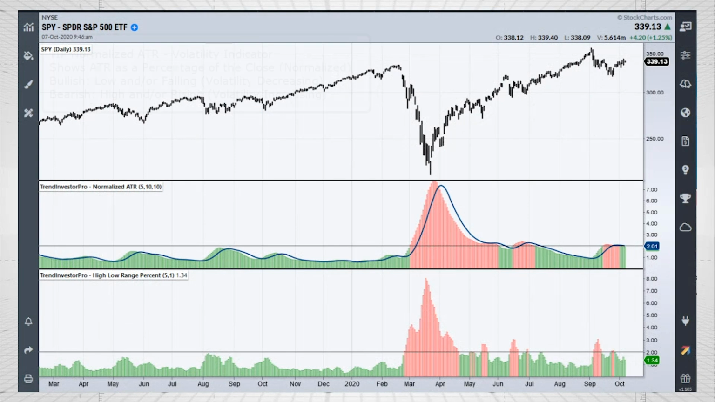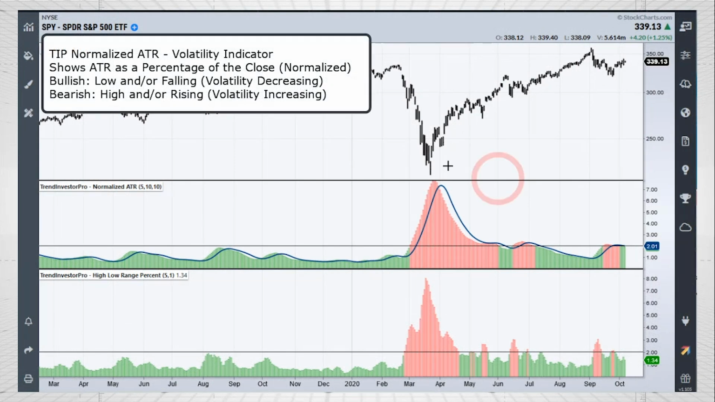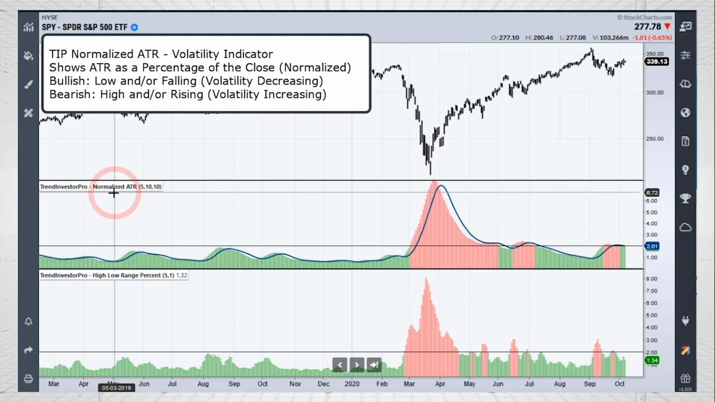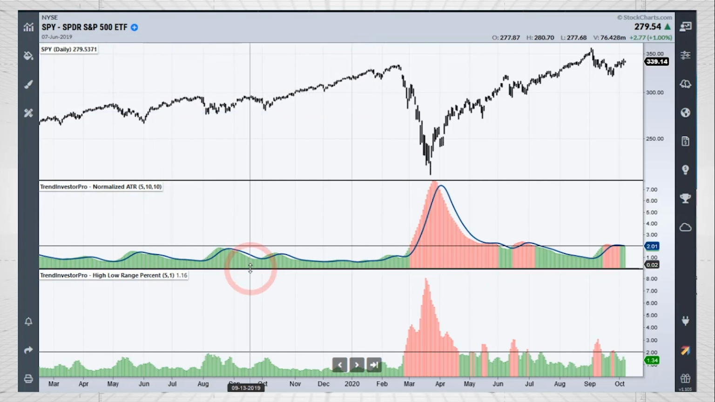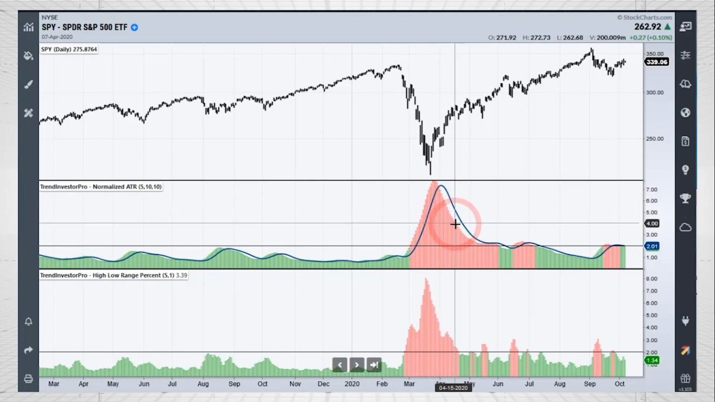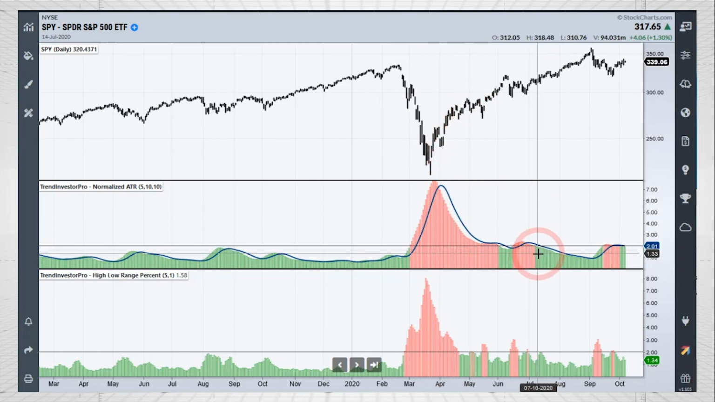And last but not least, we have the volatility indicators. First, we have normalized ATR, which is the ATR divided by the close. This is a 5-day ATR divided by the close. There's a 10-period smoothing on the red and green, and then a 10-period signal line there. So you can see when volatility is low, that's bullish. And when volatility is high and rising, that is bearish. And then you can see we got falling but high volatility, and that's when we had a rally. And then we had a really nice rally in July, from early July until mid-September with low volatility.